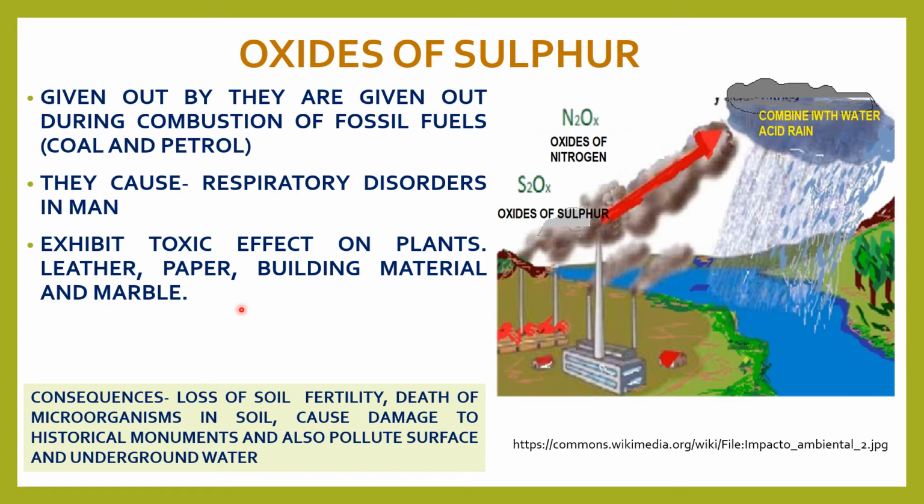The consequences other than this is that when this sulfur dioxide is released, along with the nitric oxides, it reaches the atmosphere and combines with water and forms acids. So acids of sulfur and nitrogen will be formed, that is the sulfuric acid and nitric acid, and these acids reach the soil back during acid rains. So the consequences are that there is a loss of fertility of the soil, microorganisms in the soil will be dying off, it causes damage to historical monuments, and also they pollute the surface and groundwater.